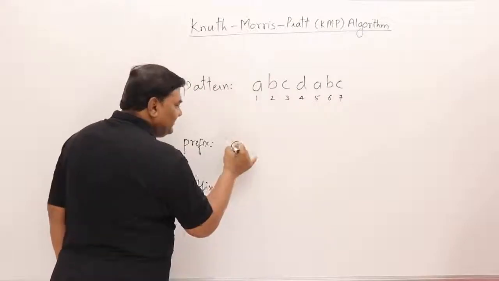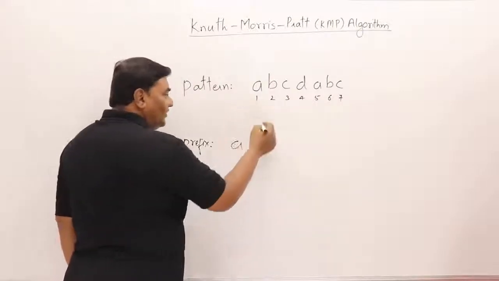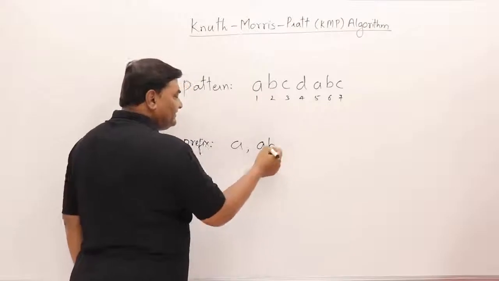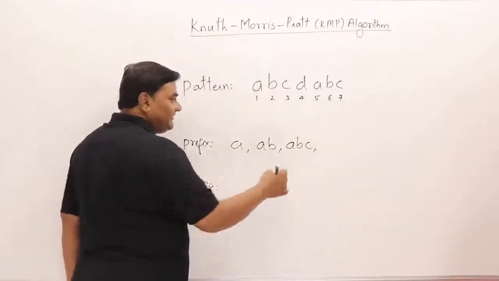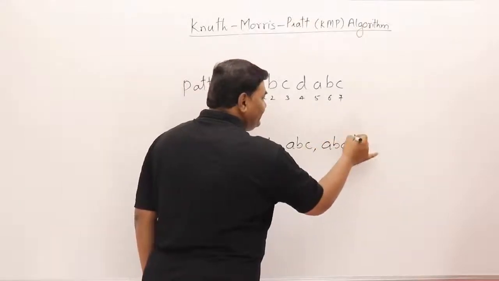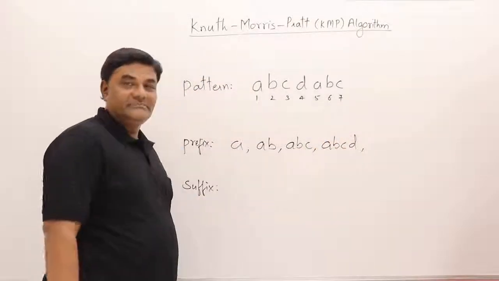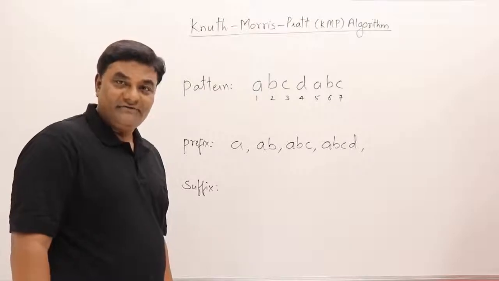So I just take A. Okay, yes, it's a prefix. No, I will take A and B also. Yes, this is also a prefix. I want to take A, B, C. Yes, this is also a prefix. I will take A, B, C, D. Yes, this is also a prefix. All these are valid prefixes.